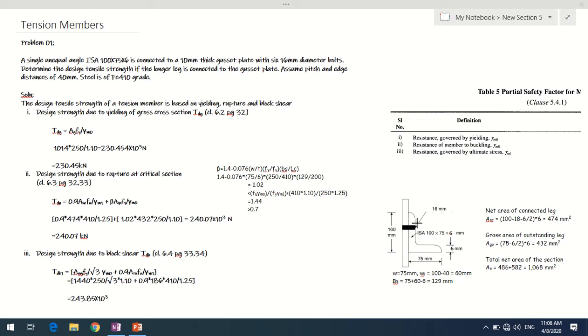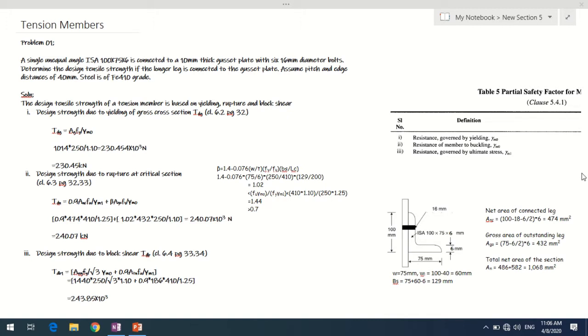The edge distance is given to us as 40 mm. In this connected leg, which is of 100 mm width, 100 minus 40 will give us w1, so that will be 60 mm. And bs comes out to be 75 plus this w1, that is 60, minus t. So it comes out as 129 mm. So bs is 129 mm. Lc depends on the number of bolts that have been provided in the connection.